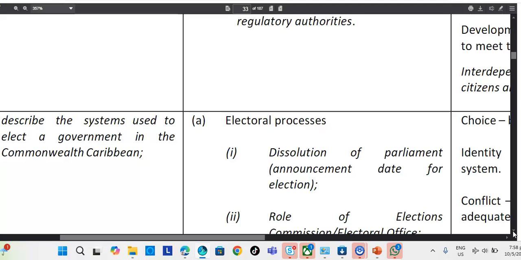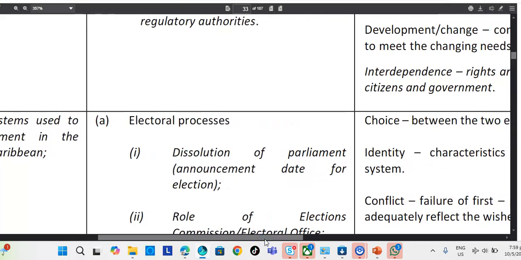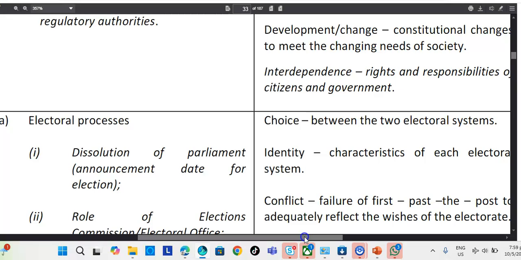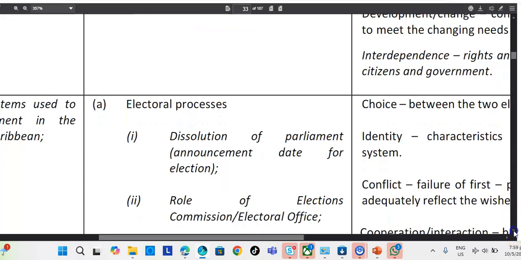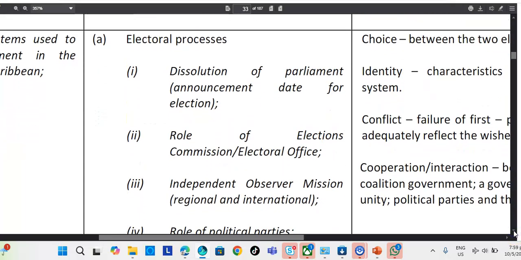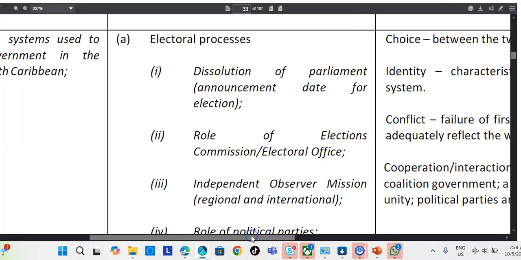Now we are still on government. Describe the systems used to elect a government in the Commonwealth Caribbean. I'm sure by now, guys, you know that there are electoral processes, and we are going to look at those electoral processes. There are two electoral systems that are used in the Caribbean. But before we look at those electoral systems, let's follow the syllabus. We have to look at the dissolution of parliament.